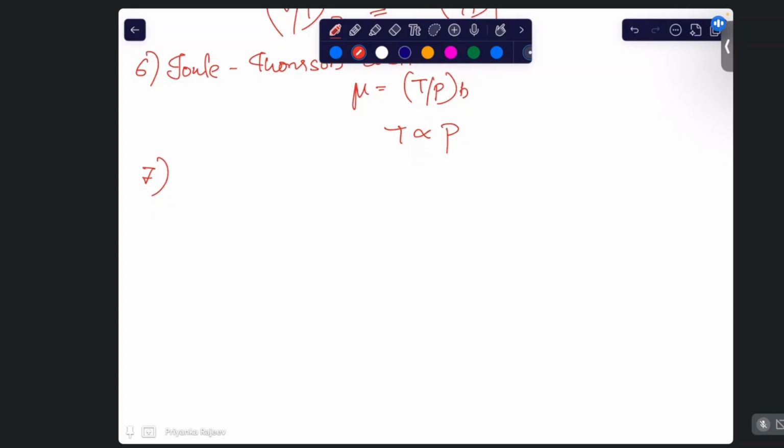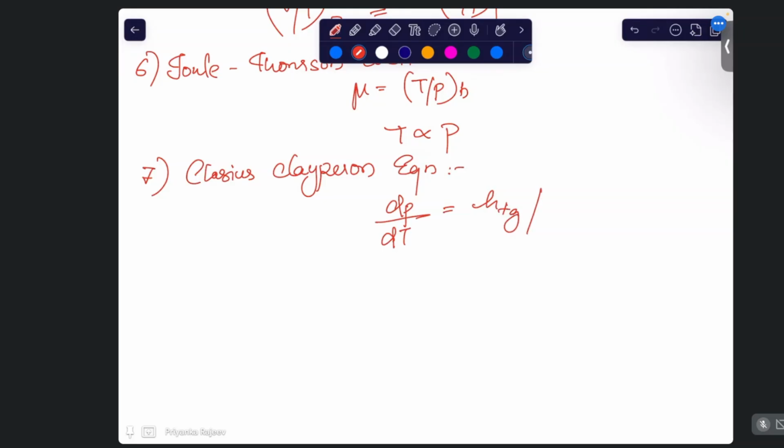Then we have something called Clapeyron equation. So Clapeyron equation is a relationship between saturation pressure and saturation temperature, and enthalpy of evaporation and specific volume of the two phases involved. So dP by dT equals hfg by T vfg.